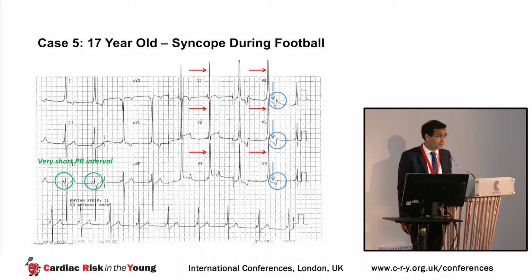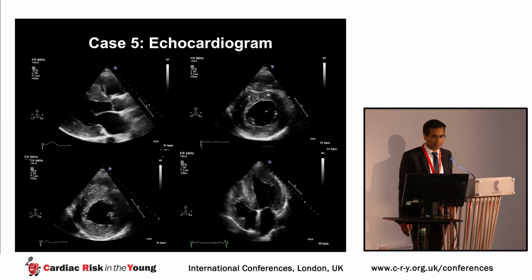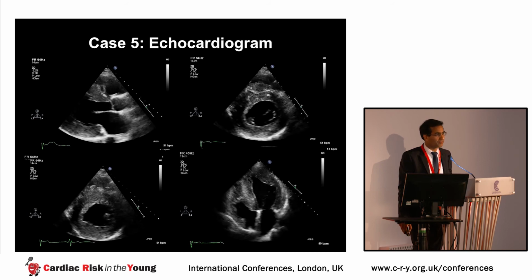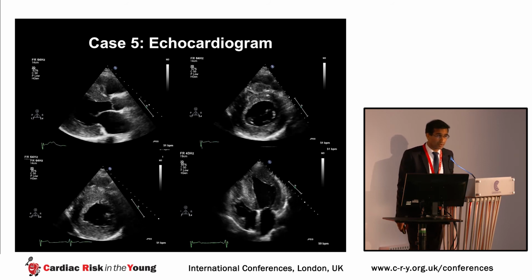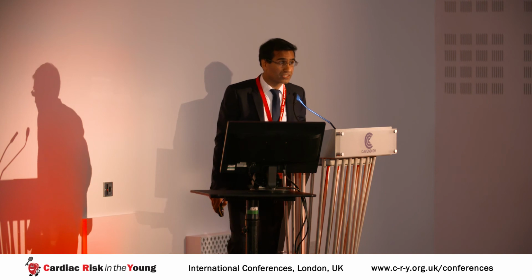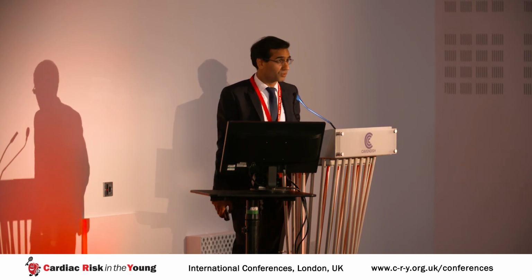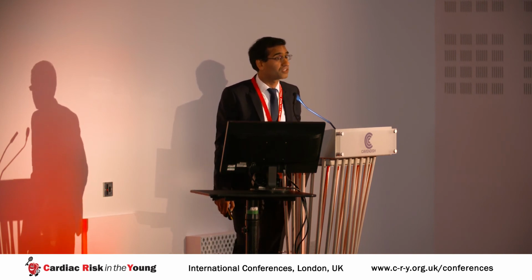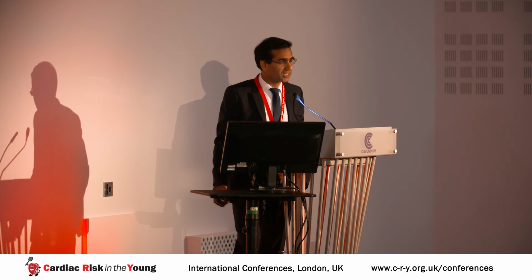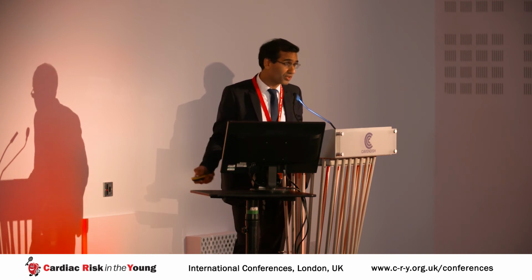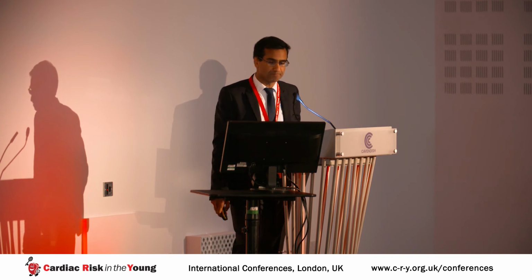This individual has a very short PR interval, and if you look closely, there's also a slurred upstroke to the QRS complex. In other words, a delta wave suggestive of ventricular pre-excitation. And when we performed echocardiography on this individual, he had global left ventricular hypertrophy, which appeared very suggestive of an infiltrative disorder. Actually, this individual ended up being diagnosed with a glycogen storage disorder due to a mutation in the PRKAG2 gene, which can cause a phenocopy of HCM.